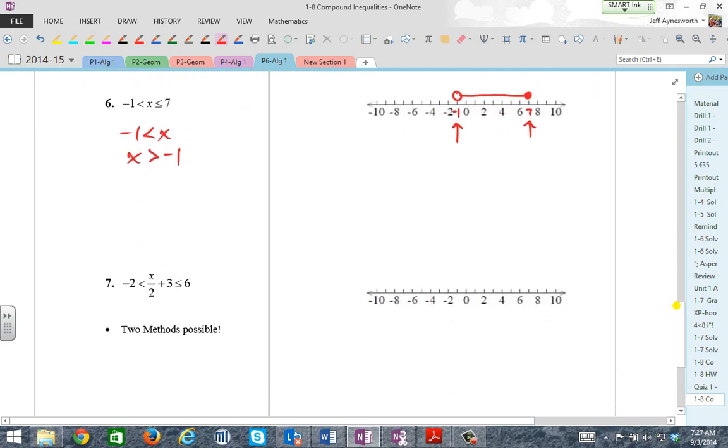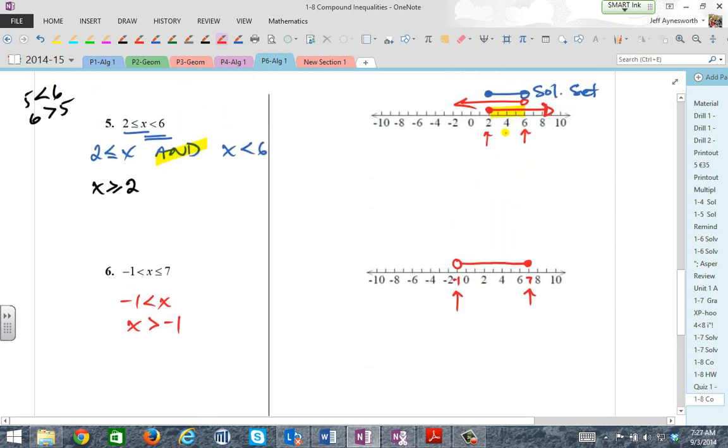I don't graph them both individually like I did. Let me go back up to number 5. Like I did individually here for the 2 parts and then go for the intersection. Once you're experienced, you understand that x must be between -1 and 7, but including 7 because of the equal to part here. So we go closed.